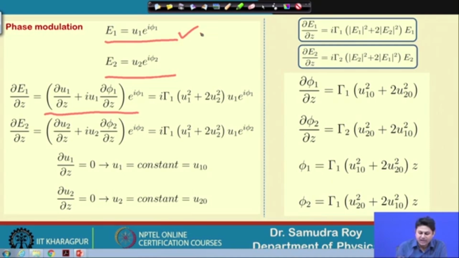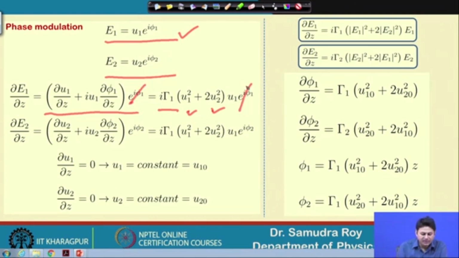On the right hand side, we have i gamma 1, then mod of U1 square, which is nothing but U1 square, the amplitude squared. 2 mod of E2 square is similarly 2 U2 square, where U2 is the amplitude of the field E2, and then the total field E1, which is U1 e to the power i phi 1. So, from this equation we can see that e to the power i phi 1 will cancel out.